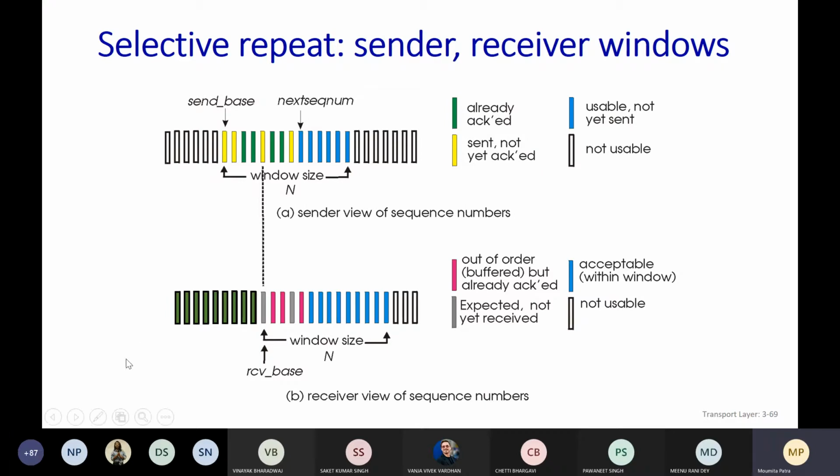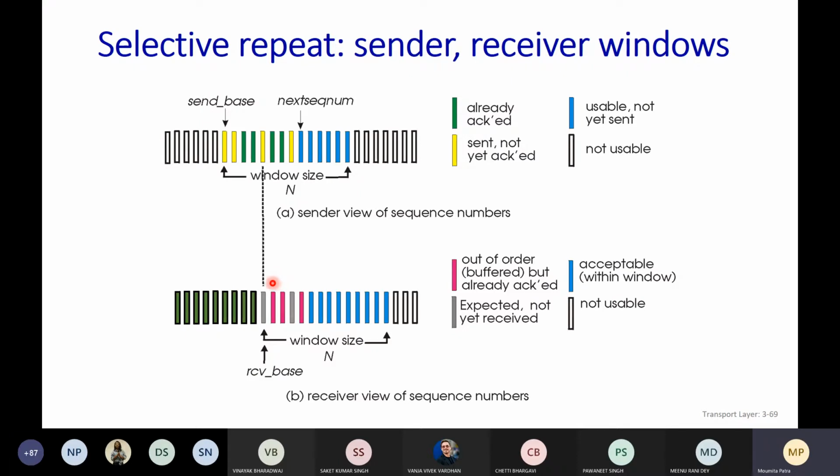So those packets are here. Just a second. I hope that you can see the laser pointer here. These pink colored packets are basically out of order packets. They are buffered and their corresponding acknowledgements have been sent to the sender's side.